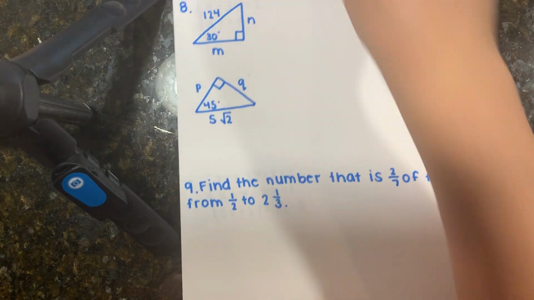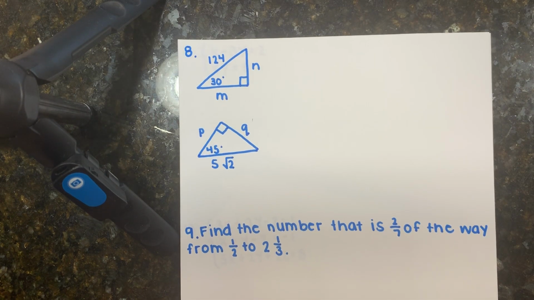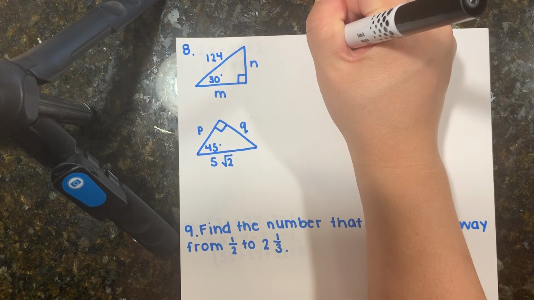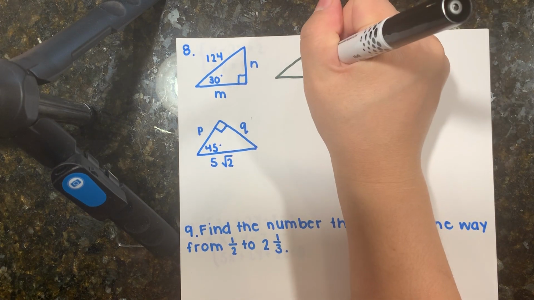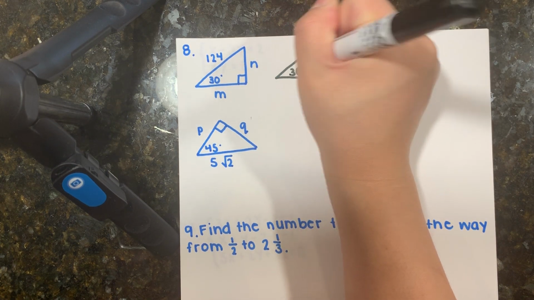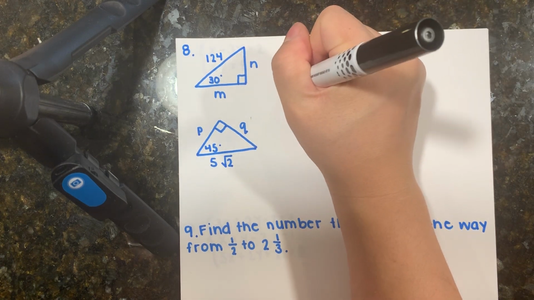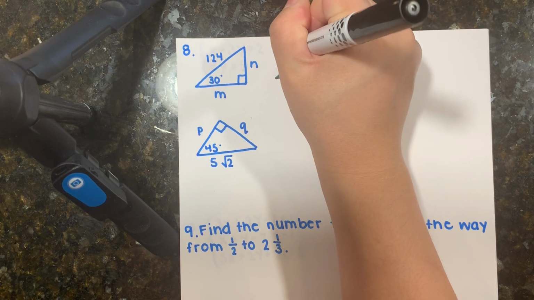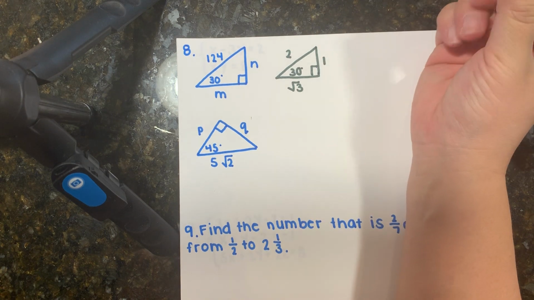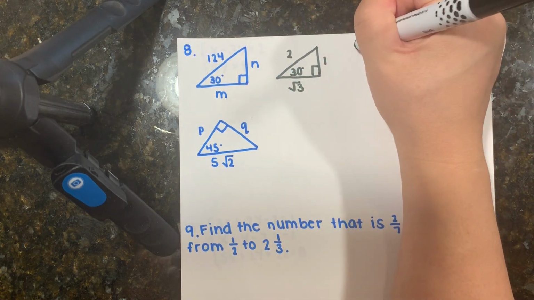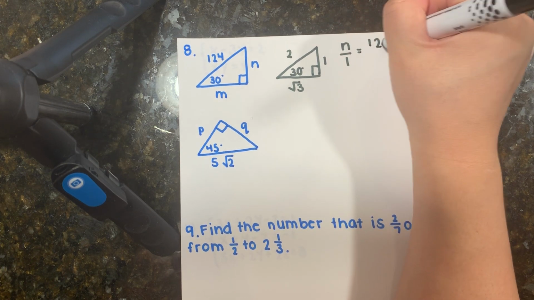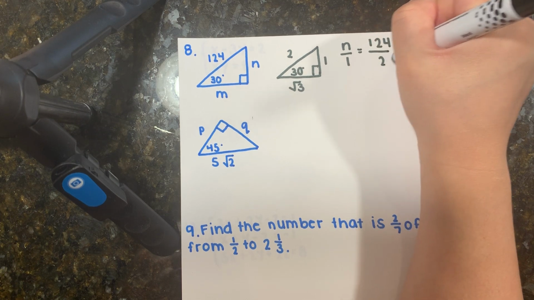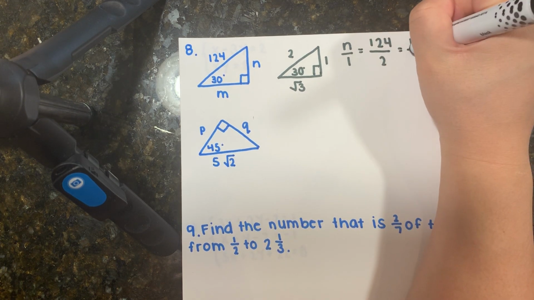Okay, moving on, we're going to look at number 8. So these are 2 triangles that you have to solve for M and N. First thing that I'm going to do is for the first one, I need to use a reference triangle. So I would use a 30, 60, 90 reference triangle, where there's the 30 degrees here, 60 is here. 30 degrees is root 3, hypotenuse is 2, opposite is 1. So when I set up my ratios, I'm going to go N over 1 equals 124 over 2 equals M over root 3.